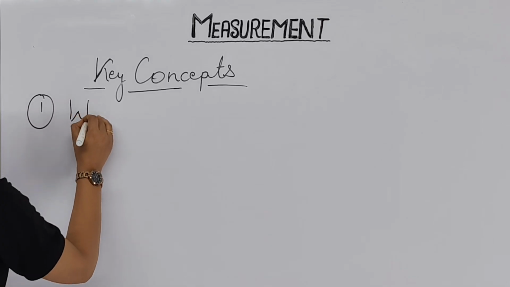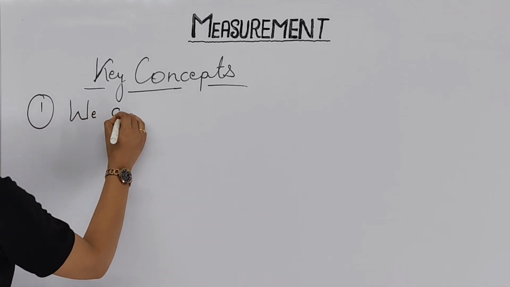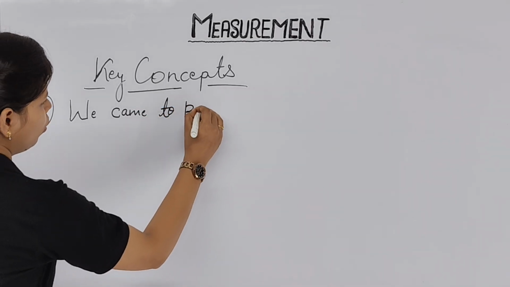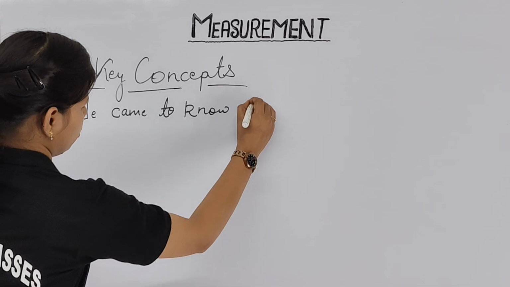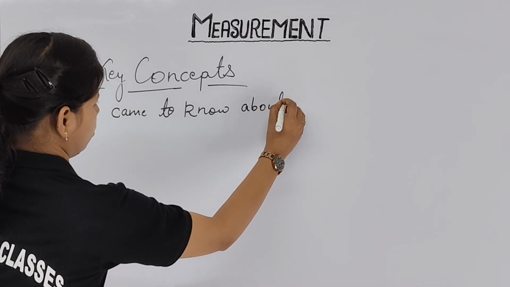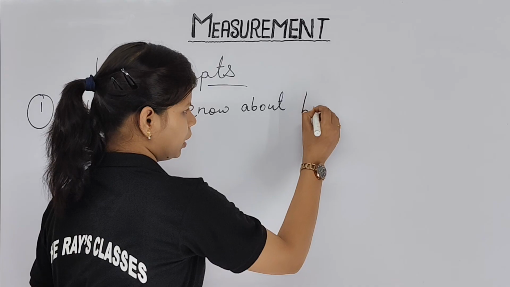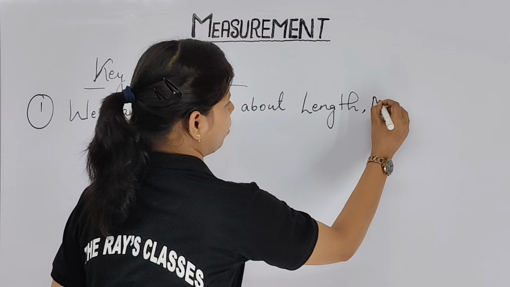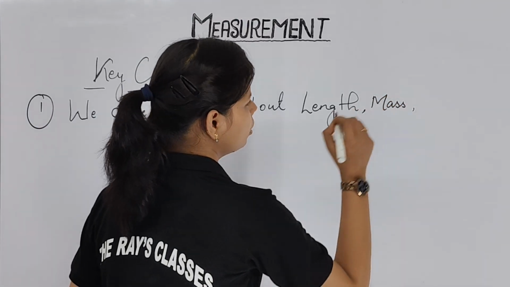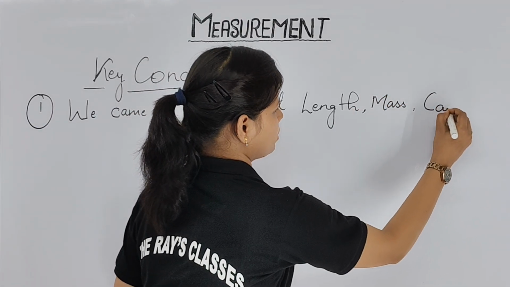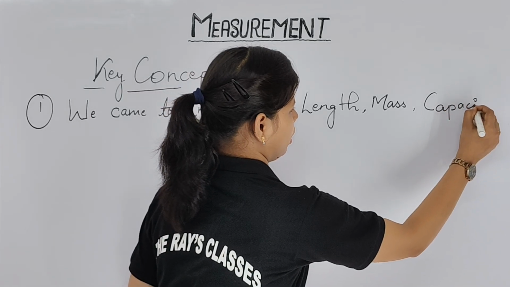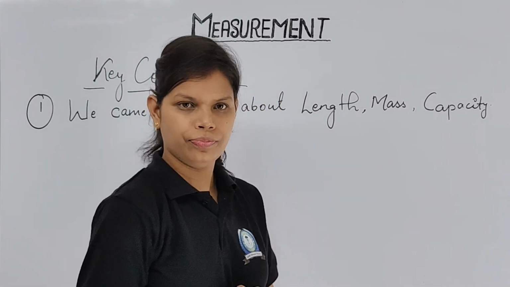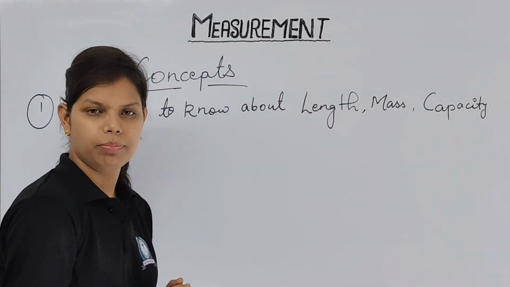three terms as I have instructed you. First is your length, second will be your mass, and third will be your capacity. I hope you understand from here. These three are the most important terms that we are going to learn in this chapter, measurement.